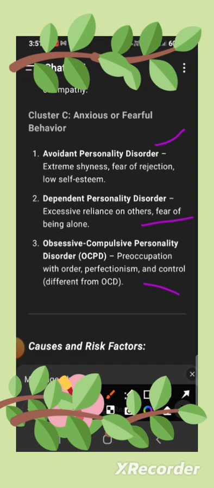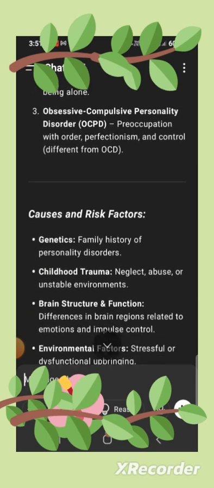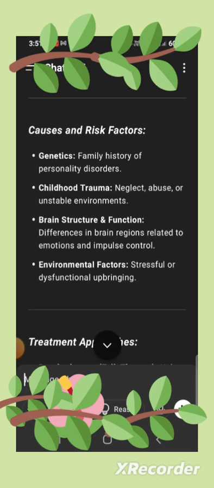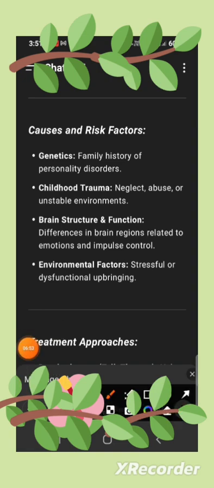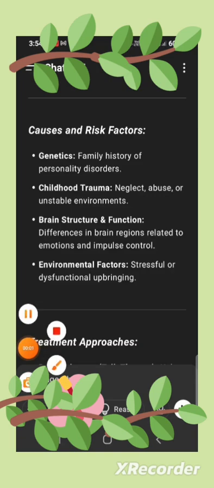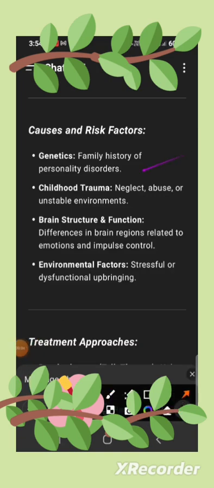Diagnosis of personality disorders. Causes and risk factors. Genetics, family history of personality disorder, depression or other mental illness increase risk. Inherited traits may contribute to personality traits like aggression, anxiety, or impulsivity.